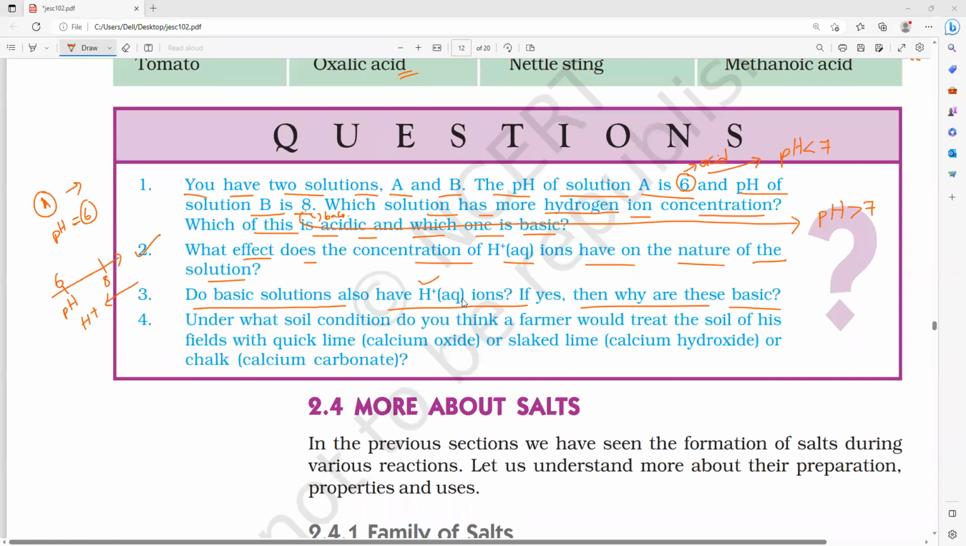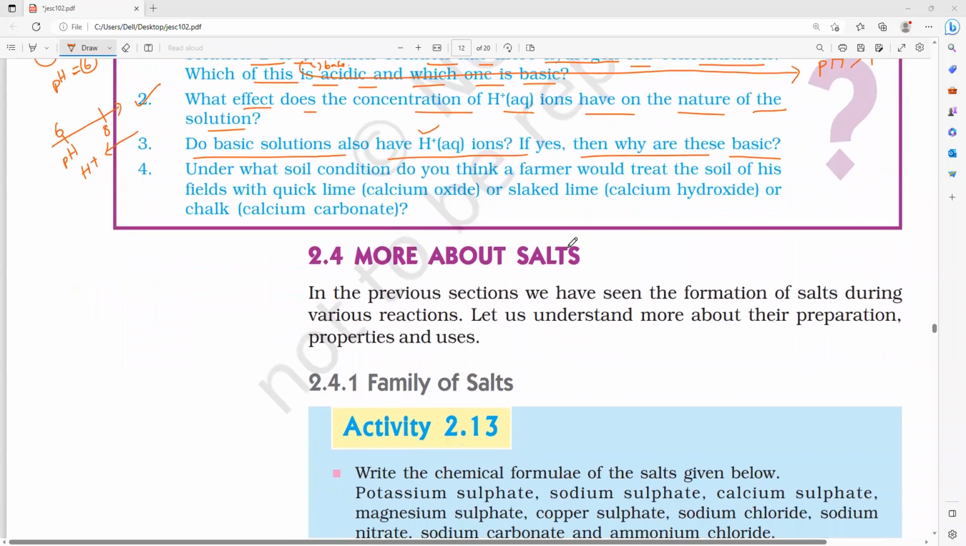But their concentration is very low as compared to OH minus ions. Am I correct, everybody?